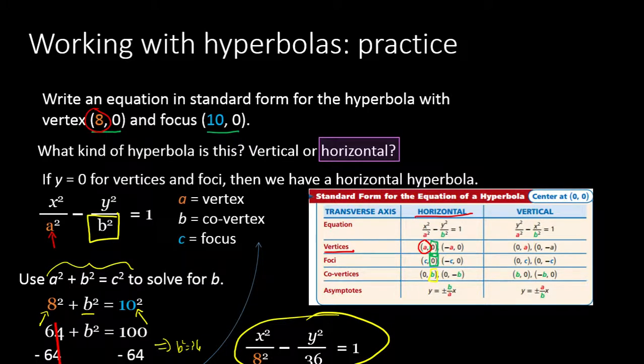So again, I filled in a and b. I was able to get b using the Pythagorean theorem because a, b, and c, vertex, covertex, focus, do share this relationship for hyperbola, only hyperbola. All right. Let's practice again.